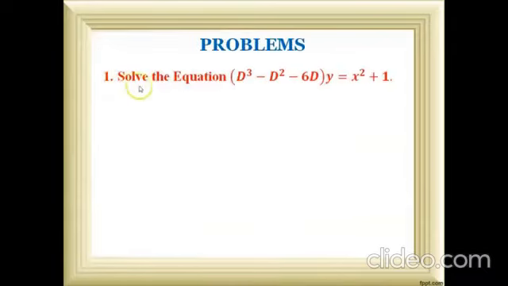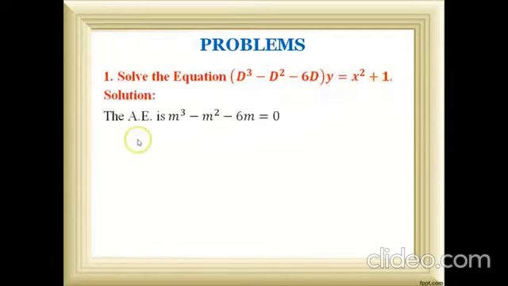The first problem is: solve the equation D cube minus D square minus 6D into y is equal to x square plus 1. This purely comes under the third type. First I am writing the auxiliary equation for finding the complementary function. For that I replace D in the given problem by m. After replacing, I get the auxiliary equation m cube minus m square minus 6m equal to 0. Throughout, m is common. After taking m out, I get the remaining terms m square minus m minus 6 equal to 0.